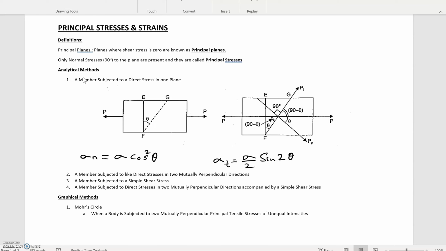And we have covered the first analytical method where a member is subjected to a direct stress in one plane. We have looked at these and we have got the equations for sigma n, sigma cos square theta, and sigma t, sigma by 2 sine 2 theta. In this video, we'll look at the second method where a member is subjected to direct stresses in mutually perpendicular directions. Now, let's move on to the whiteboard where I will take you through the derivations.